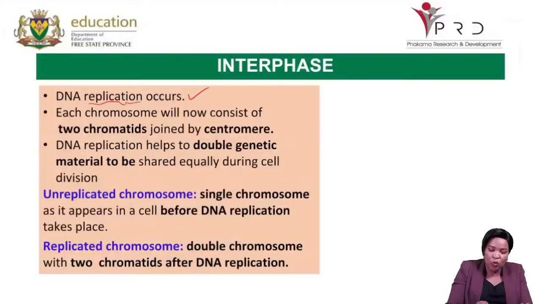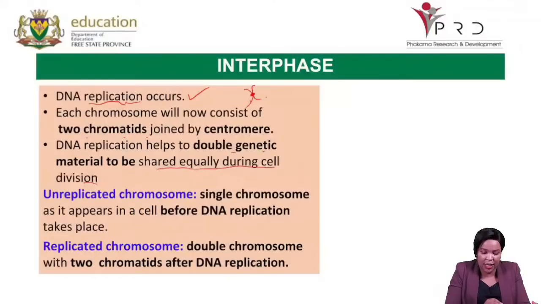Then each chromosome will now consist of 2 chromatids joined by a centromere. So if it was a single chromosome, now the chromosome is going to be like this and joined together by a centromere. So it means it has doubled its genetic material. If it was single, now it is double. It has copied, it has replicated, you see. Then the DNA replication helps to double the genetic material to be shared equally during cell division. So we want to have sufficient to be shared equally.